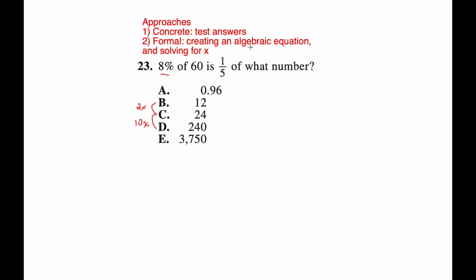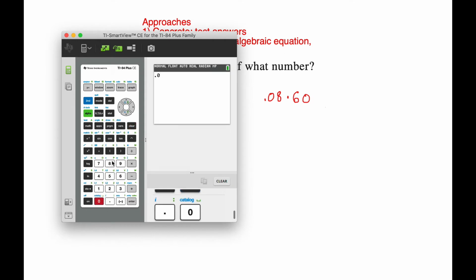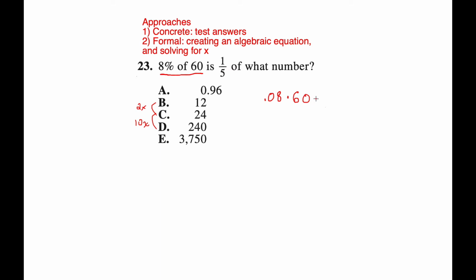Before we do that, let's go back to what the question was asking, which is 8% of 60 is 1/5 of what number? To start out, we can figure out what 8% of 60 is. To do that, we want to convert this percent into a decimal. So 8% is the same thing as 0.08. And then the word "of" means to multiply. So 0.08 times 60. Let's pull up the calculator. 0.08 times 60 gives us 4.8.